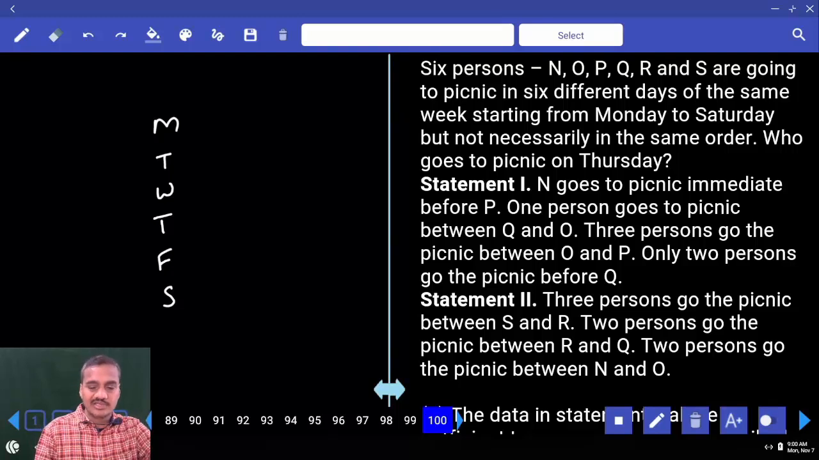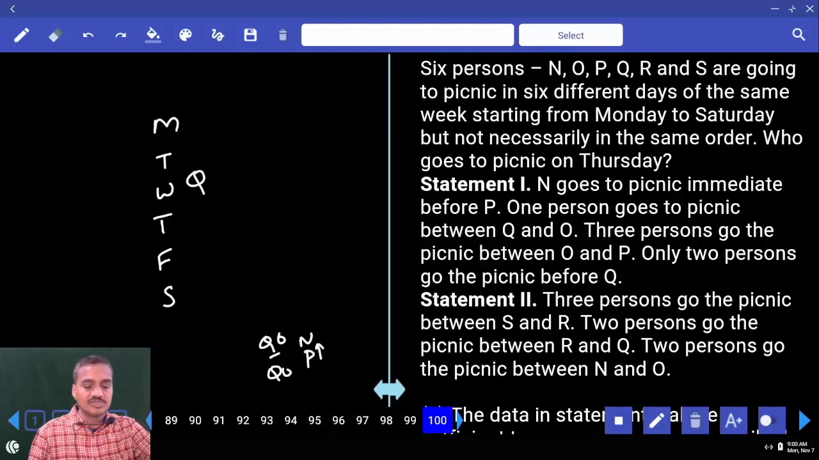N goes to the picnic immediately before P. There is 1 person between Q and O, and 3 persons between O and P. Only 2 persons go before Q. Now between Q and O, how many people? There is exactly 1. O can be on Monday or O can be on Friday.